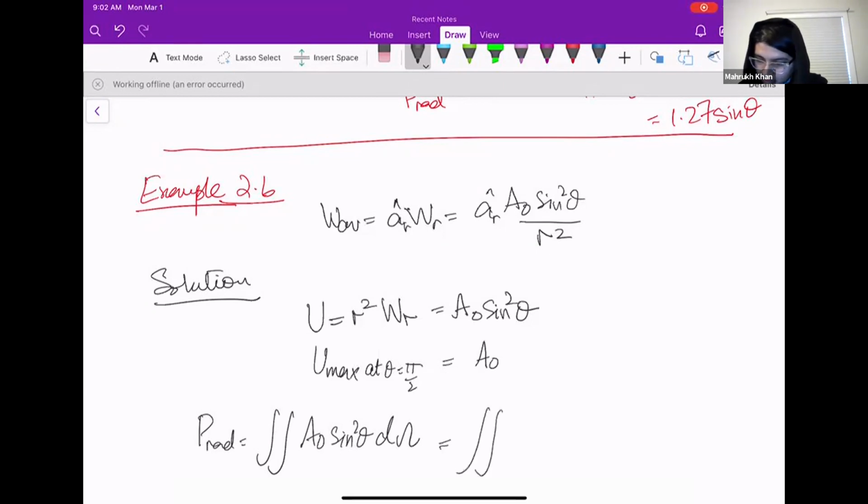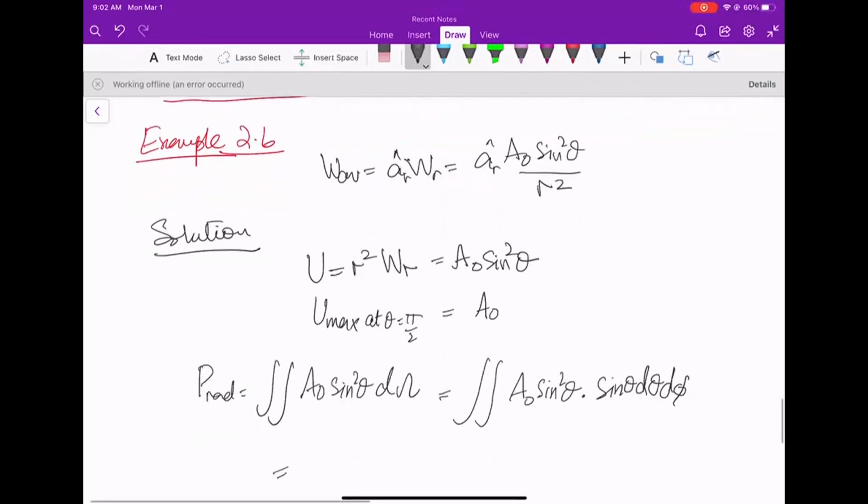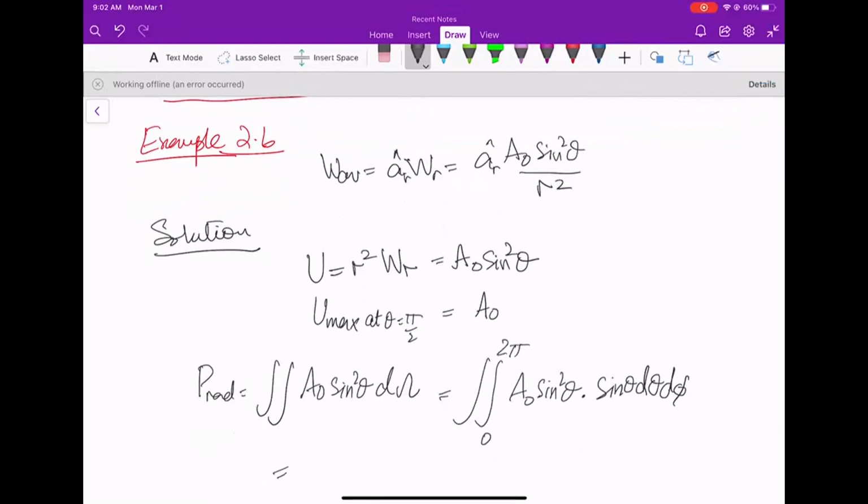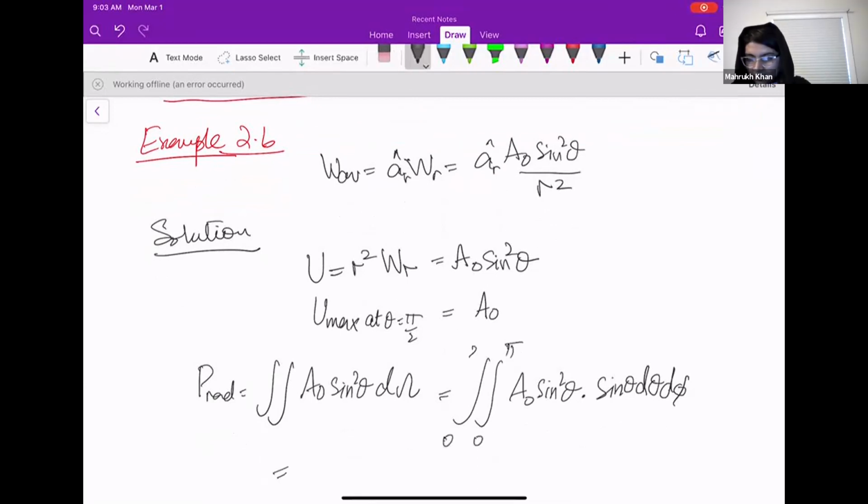What limits should I put here? If I'm not given any limits, what limits should I put? 0 to 360. 0 to 360 is the limit of? For the phi. Yes. And then 0 to pi for the theta. Right. That's right. Okay. So these are the limits I'm going to put.